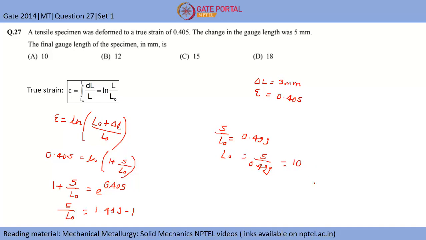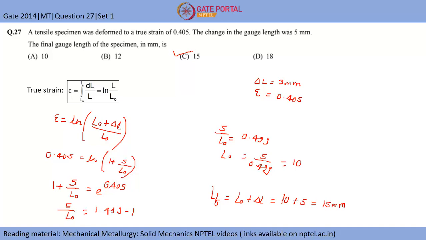Now we have to add the change in gauge length, which is 5 mm, to the initial length because we are required to answer the final gauge length. So L final will be L naught plus delta L. So here 10 plus 5 is 15 mm. So the correct option is option C. I hope this is clear.